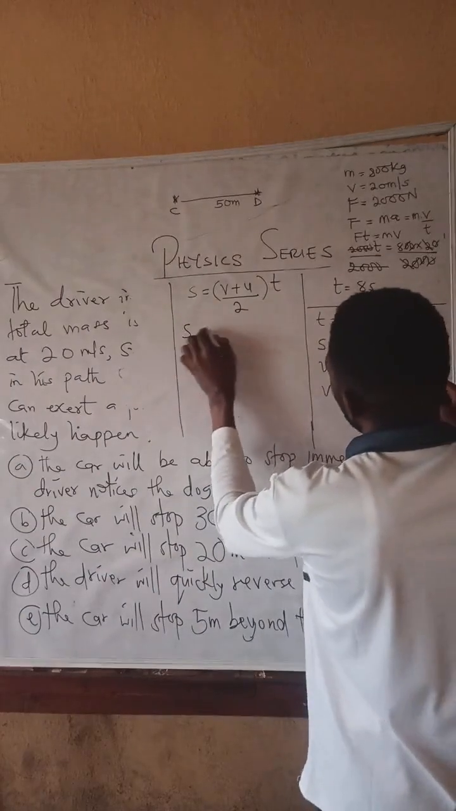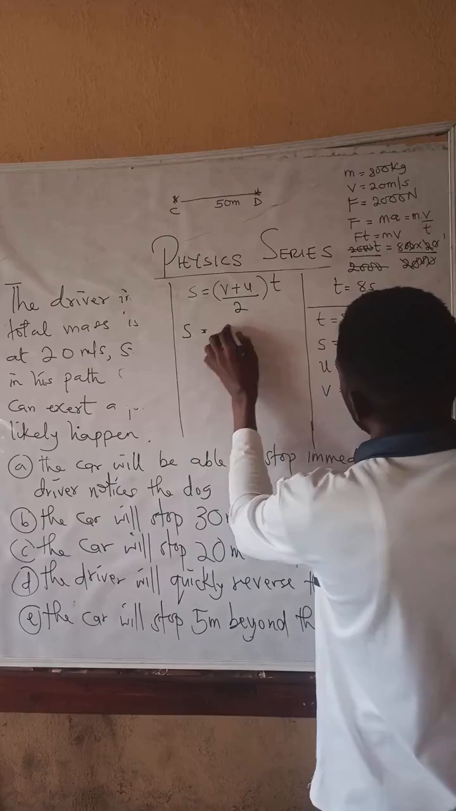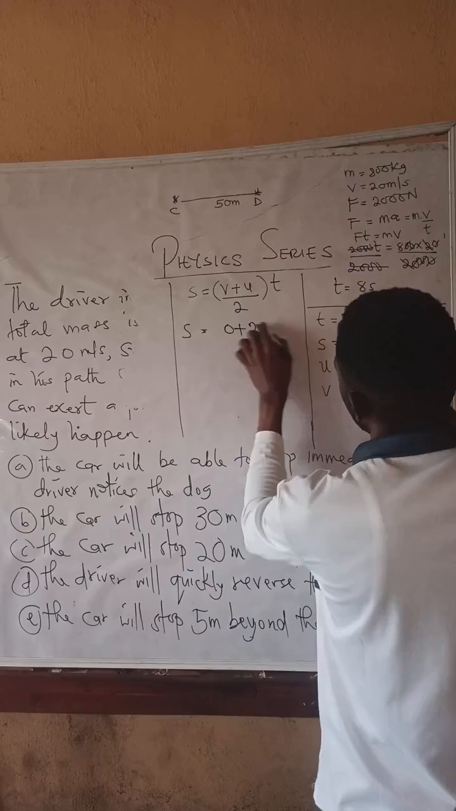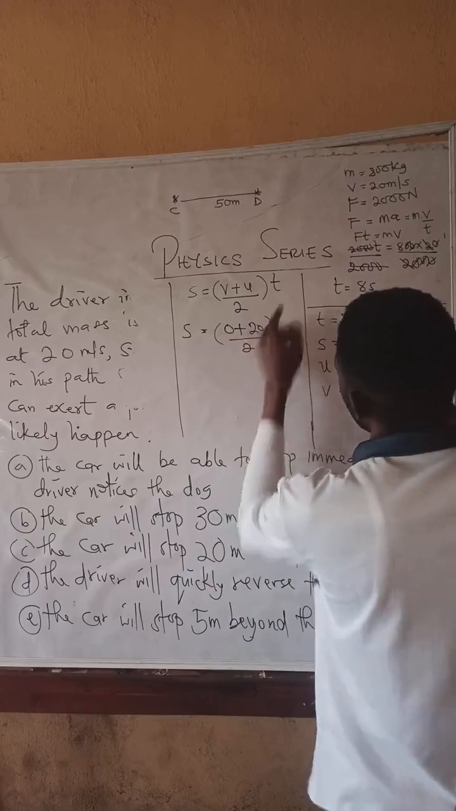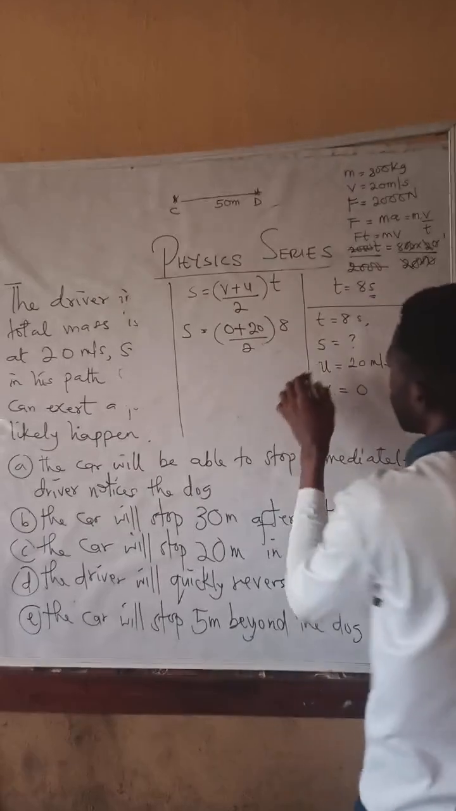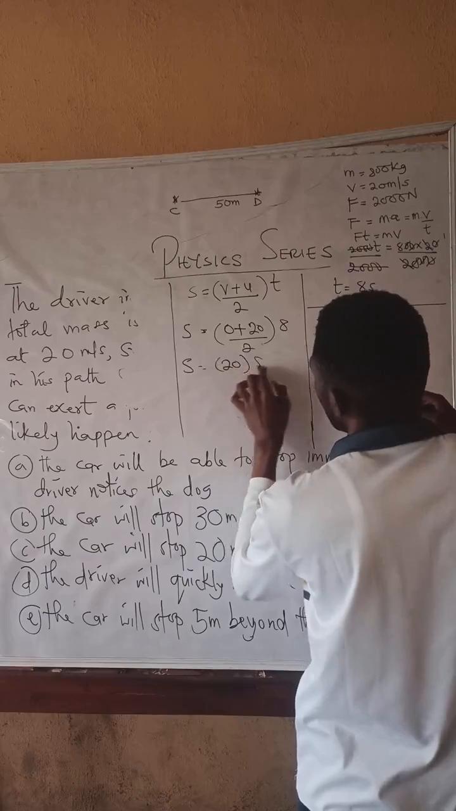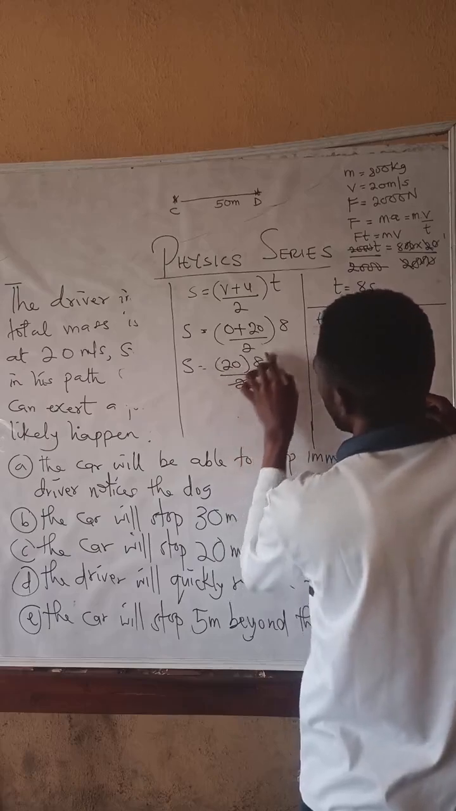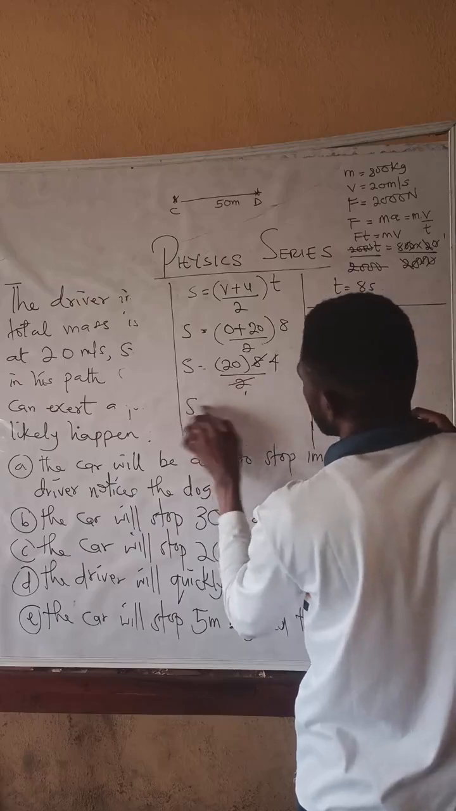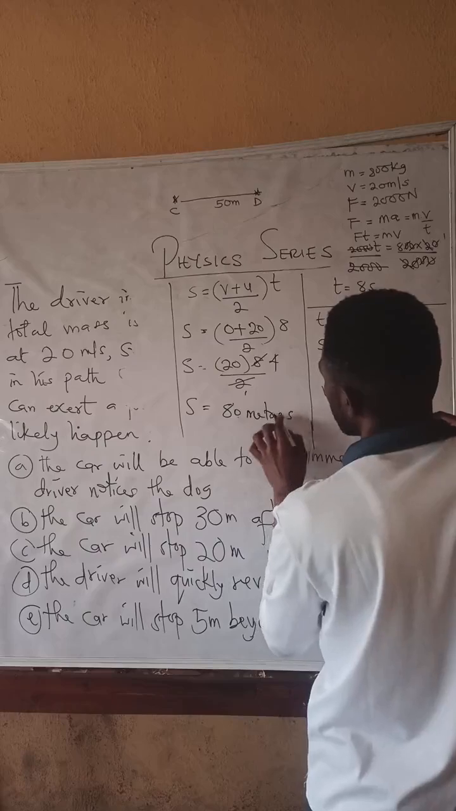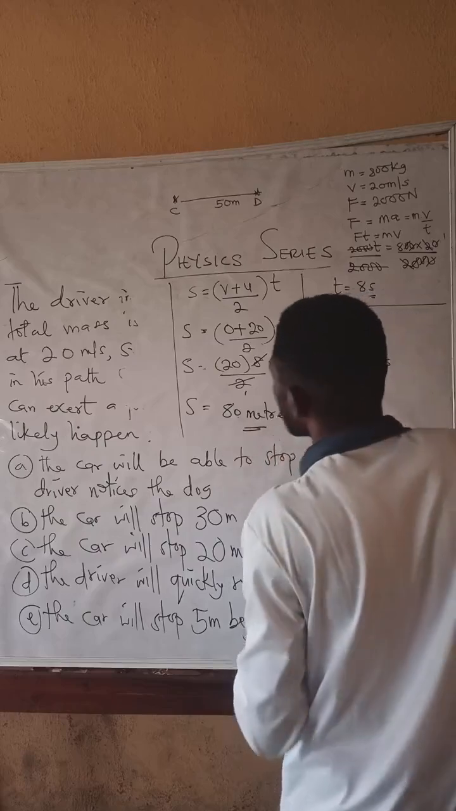So S will be V, the final velocity 0, plus U, the initial velocity 20, over 2, and our time is what? 8. So what do we have? S is 20 times 8 over 2. 2 into 8 is 4. So our S is what? 80 meters. Now, what does this imply?